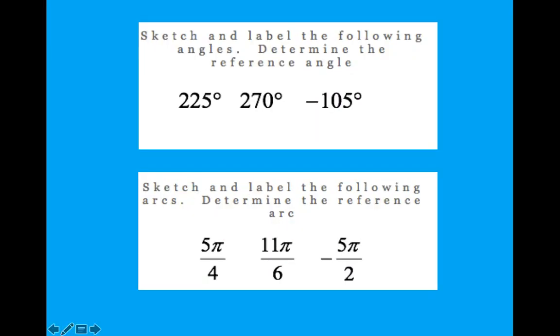And a few more. So 225, well, that's in quadrant 3, and your reference angle is going to be 45 degrees. So that's going to be negative 1 over root 2, negative 1 over root 2. They're both negative. 270 is a boundary angle.